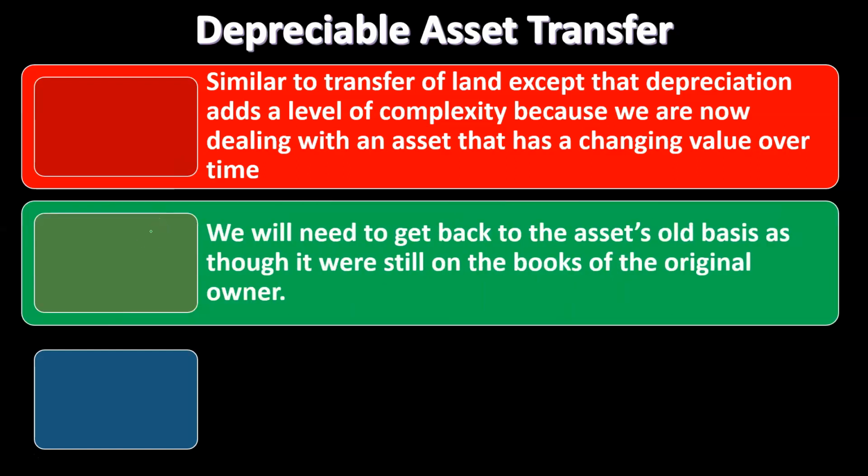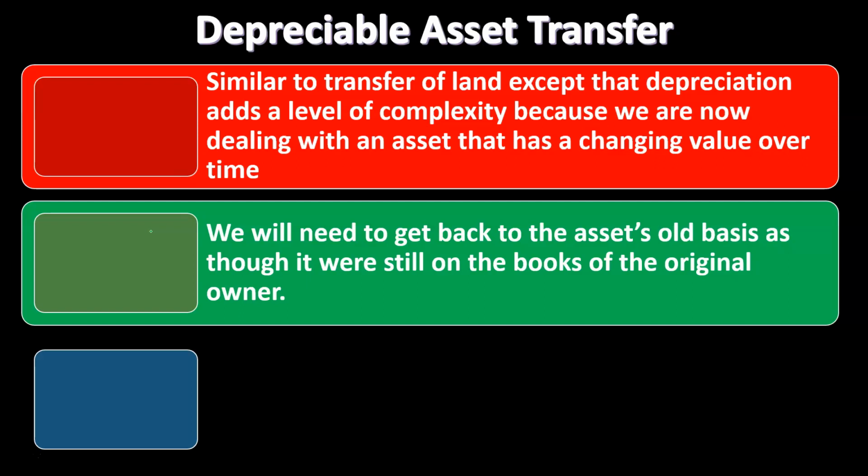So we will need to get back to the asset's old basis as though it were still on the books of the original owner. We're going to do a similar kind of process with the land: with the original sale that takes place, we're going to have to go back to the original basis. We're going to have to reverse the item in a similar way that we did with the land, but that's still a little bit more complex than the land, because there are two accounts that account for that original basis now, which is the cost of the depreciable asset and then the accumulated depreciation related to it.